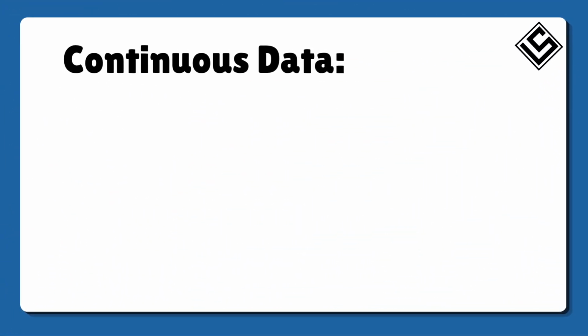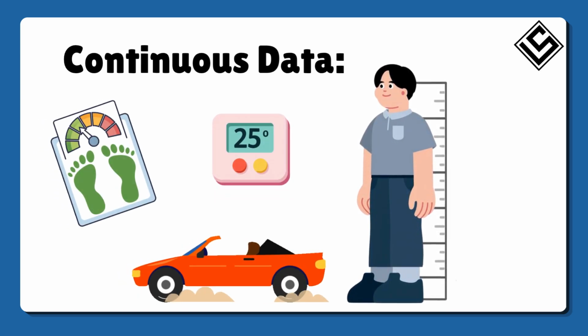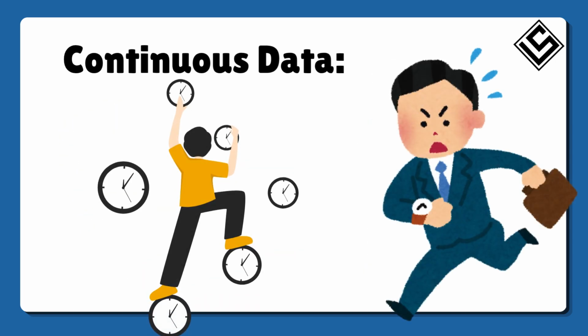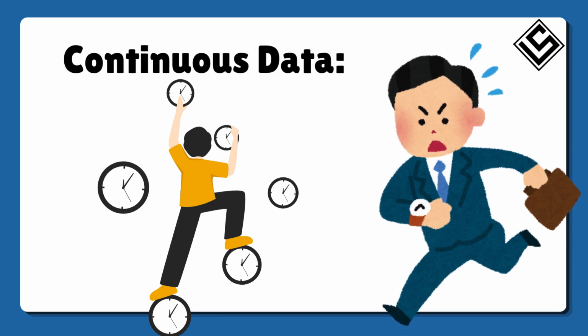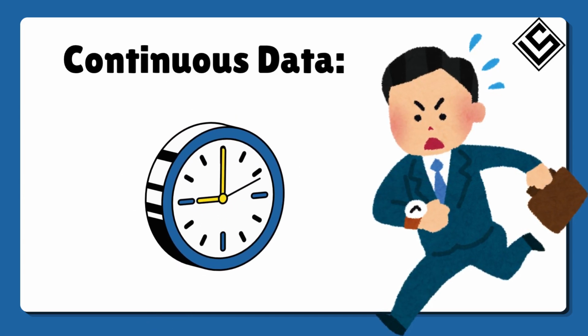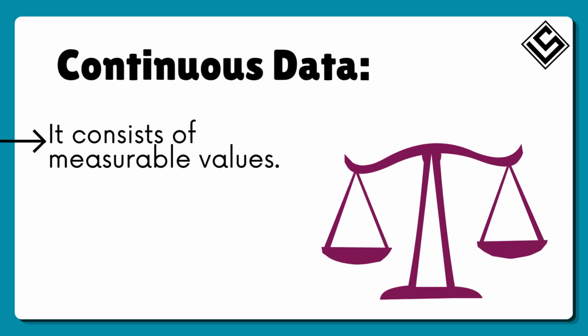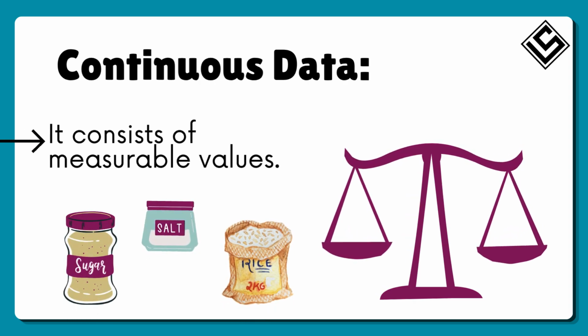Other examples include a person's height, weight, temperature, and distance traveled. In fact, time is one of the best examples of a continuous variable because it can always be measured in smaller and smaller units, such as hours, minutes, seconds, and milliseconds. Continuous data always consists of measurable values. For example, the weight of sugar, salt, or rice is continuous data because it can be measured accurately.